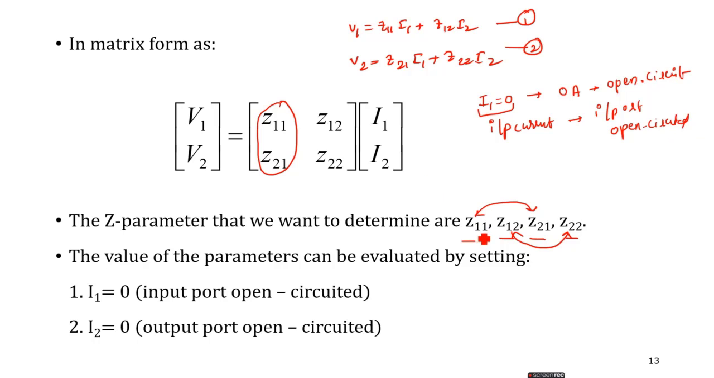So two parameters can be calculated by making input port as an open circuit. Then two more parameters can be calculated by making output port open circuited. The meaning of this I2 is equal to 0. I2 is 0 means it is 0 amperes, so 0 amperes can be written as open circuit. I2 is nothing but the output port, so we are making output port open circuited, so that we will get the values of two more parameters. Alright.